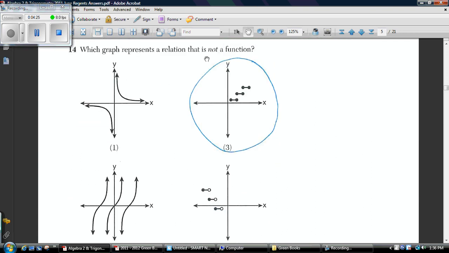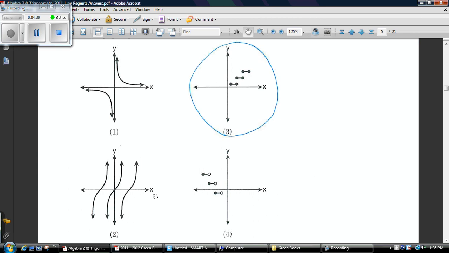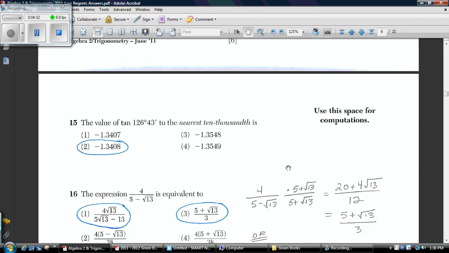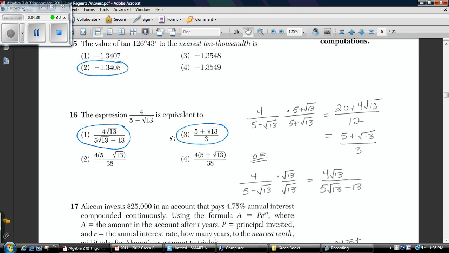Which relation is not a function? This one fails the vertical line test, so it's not a function. The rest of them all pass. Plug this into your calculator, it's easy peasy.